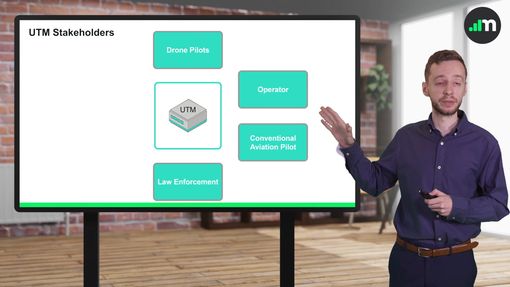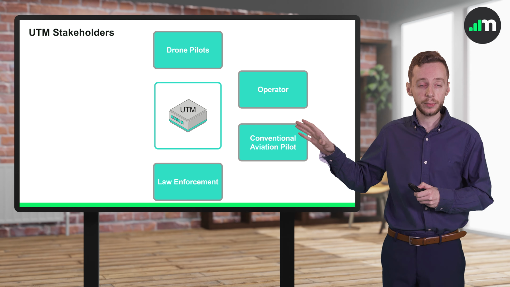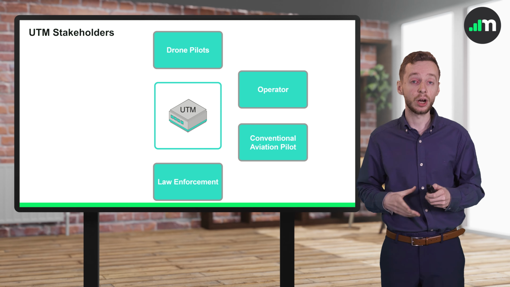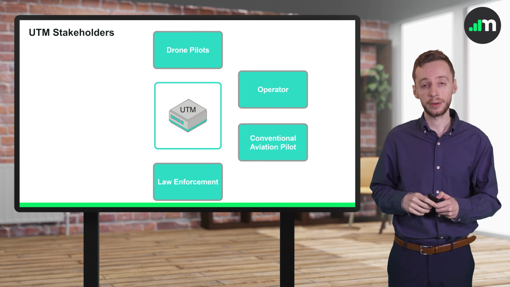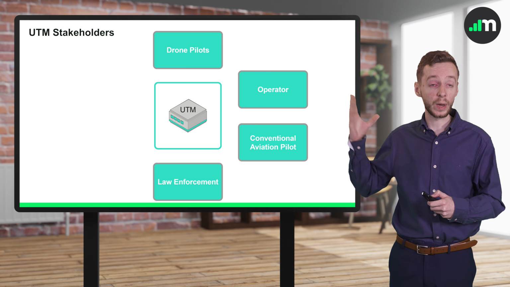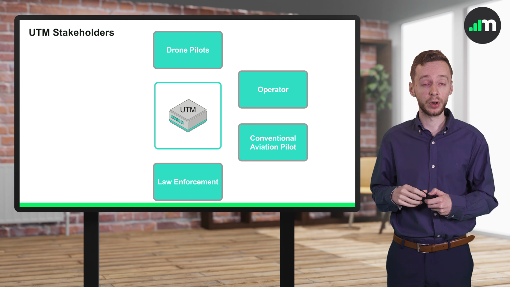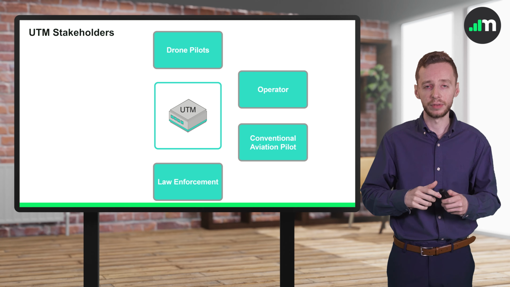In addition to that, we've got law enforcement. Now, we could identify that a drone is operating within a restricted area, and law enforcement can query this UTM in order to support tracking the exact location of that drone.